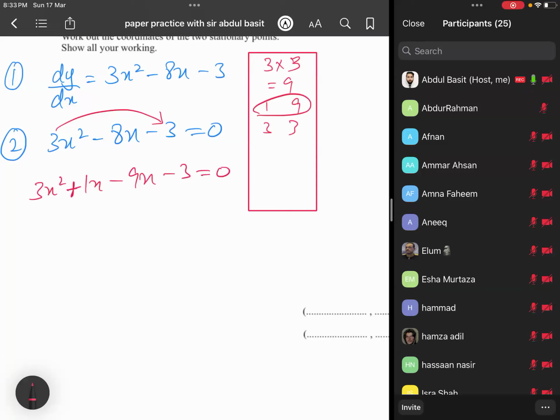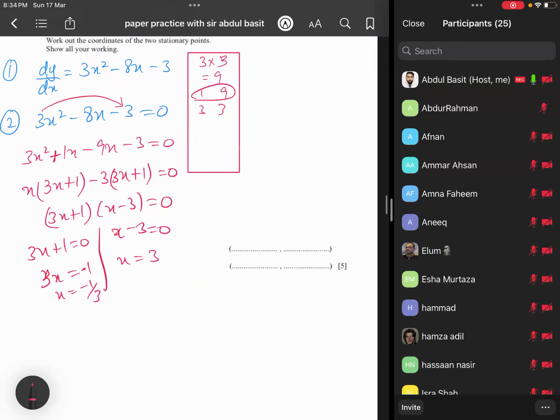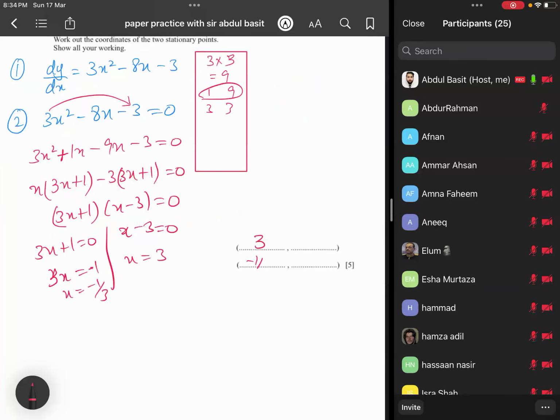I'm changing the sign of 1 to plus 1 because I need minus 8. So x is common. So 3x plus 1 is inside, minus 3 is common. 3x plus 1 and x minus 3 equals 0. Draw a line. 3x plus 1 equals 0. x minus 3 equals 0. 3x is equals to minus 1. x is equals to minus 1 by 3. x is equals to positive 3. I got two answers, positive 3 and minus 1 by 3.